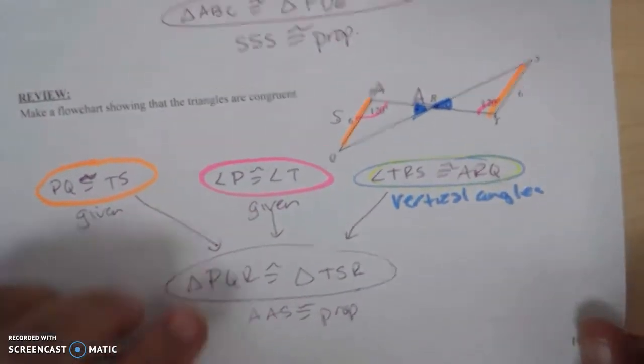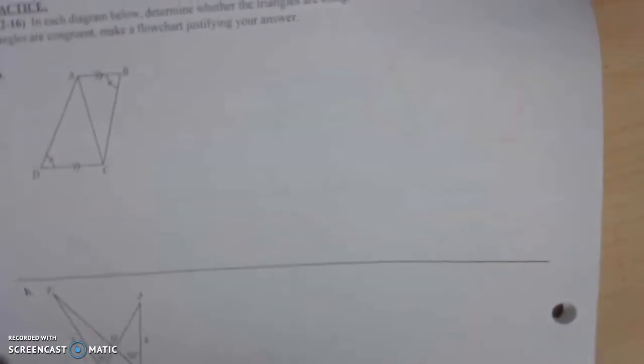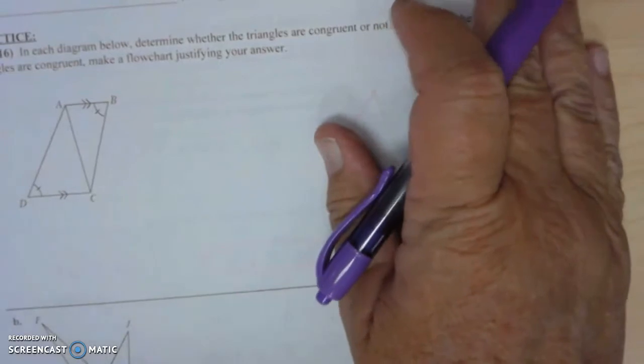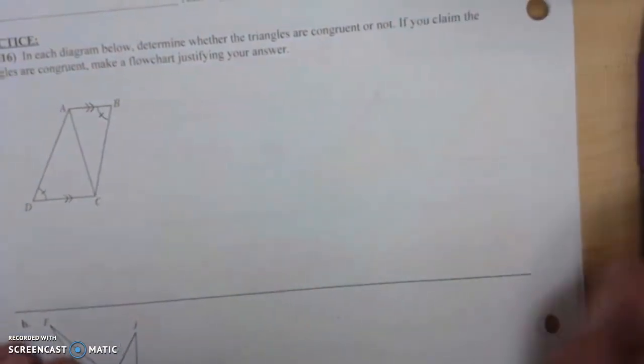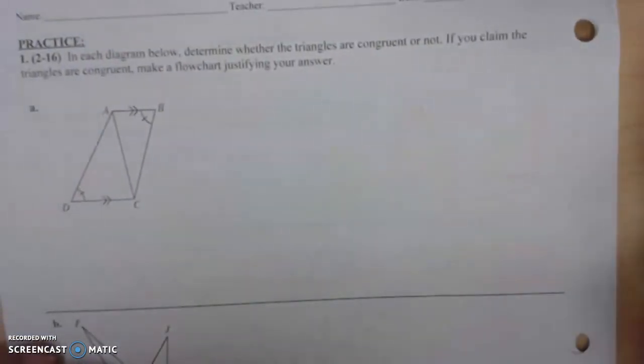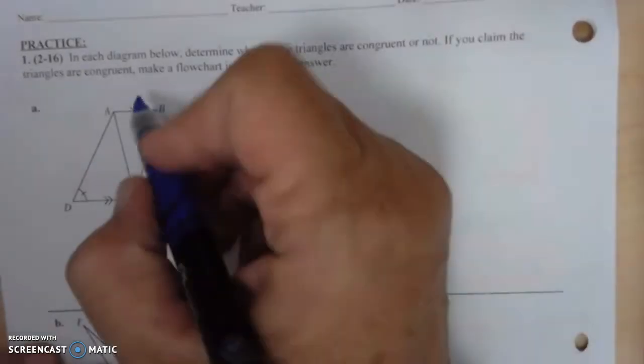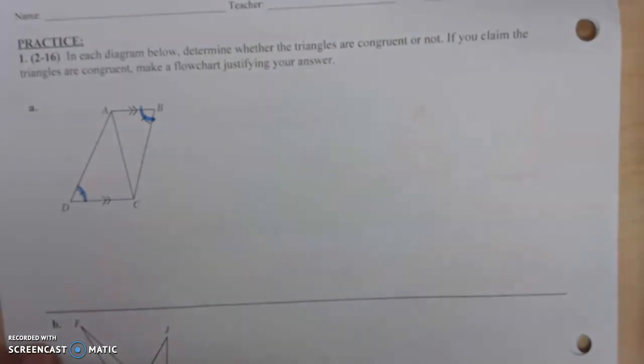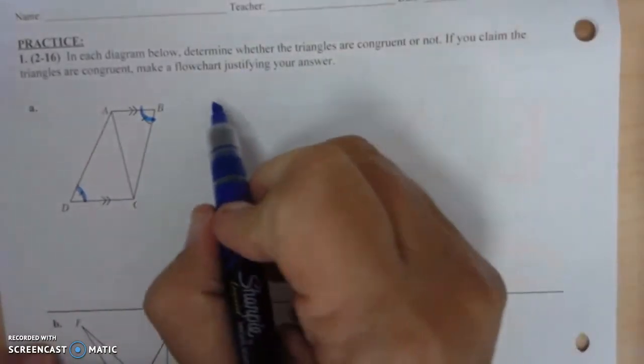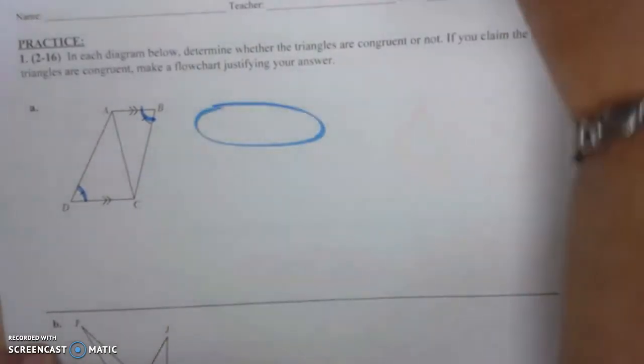All right, let's do one more on this page right here. Let's look at this problem here. Okay. What do we have? We have this angle is congruent to this angle. Let's go ahead and write that first piece of information.